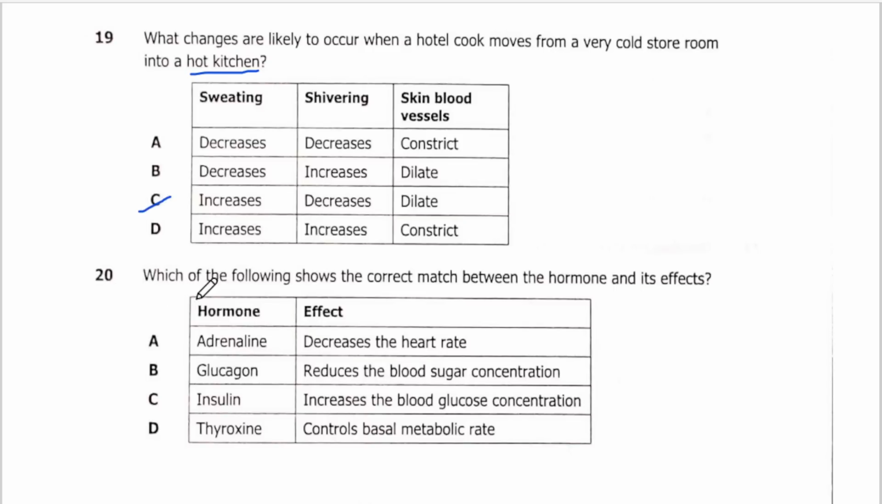20. Which of the following shows the correct match between the hormone and its effects? A, adrenaline decreases the heart rate. No, adrenaline actually increases the heartbeat. That's why when you are scared, you will feel your heart pumping fast. B, glucagon reduces the blood sugar concentration. No, this is actually done by insulin. C, insulin increases the blood sugar concentration. No, these are opposite of each other. So this one is here and that one there. D, thyroxine controls basal metabolic rate. Yes. So the correct answer is D.